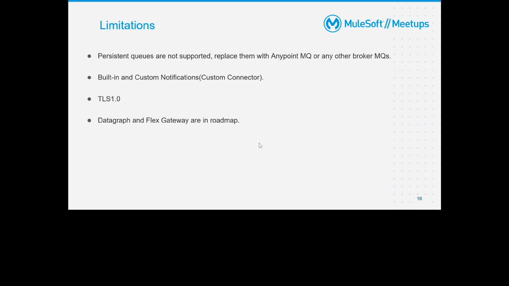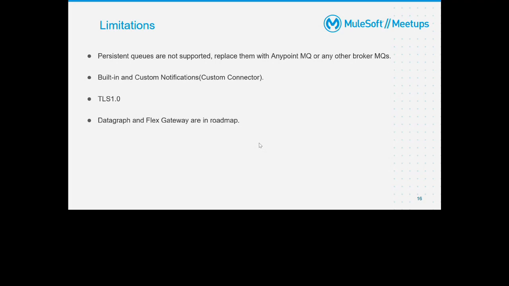And the custom connector. In CH 1.2 applications, we are using a custom connector for sending some info, for sending some notifications and all. But in CH 2.2, this connector is not available, so you need to update your code accordingly. You need to use any other custom notifications as per your requirement, but you cannot use the custom connector for now in CH 2.2. TLS 1.0 is also not available in CH 2.2, so you need to update accordingly. Like TLS 1.1 and 1.2, you can go for that.